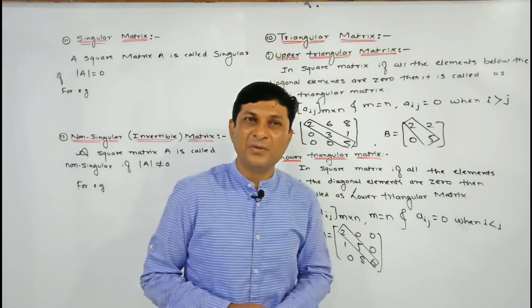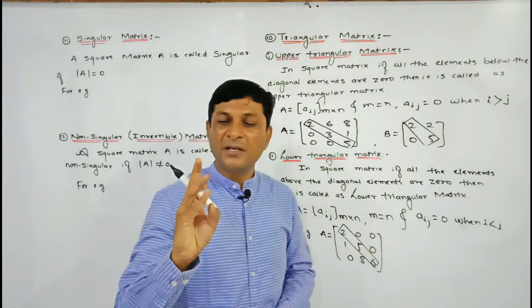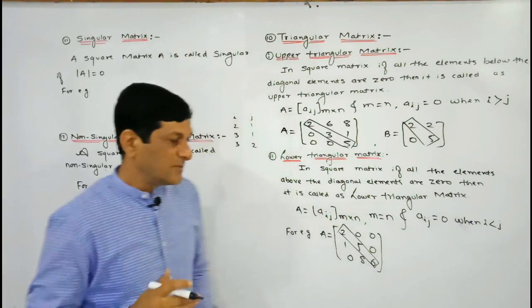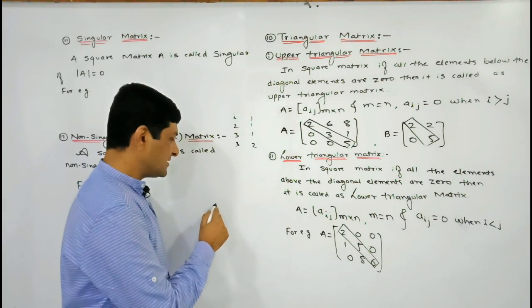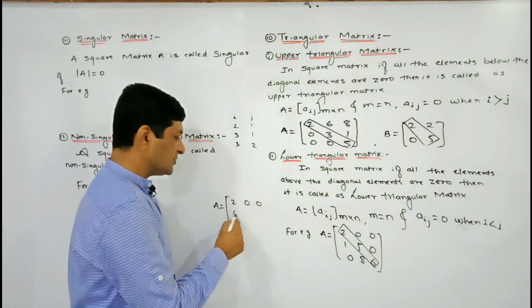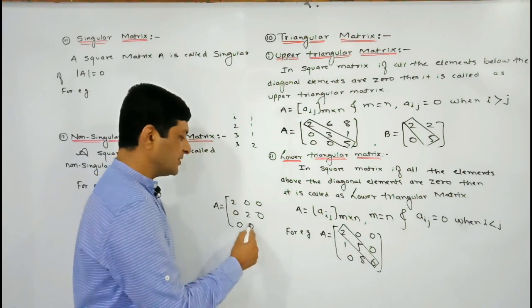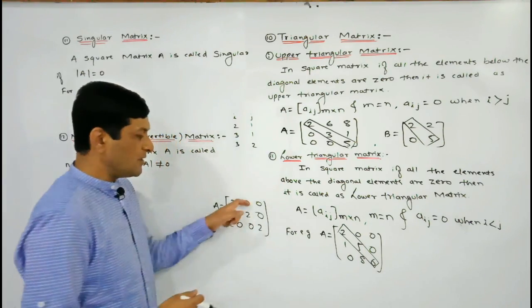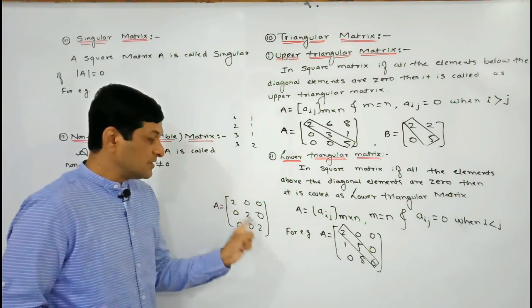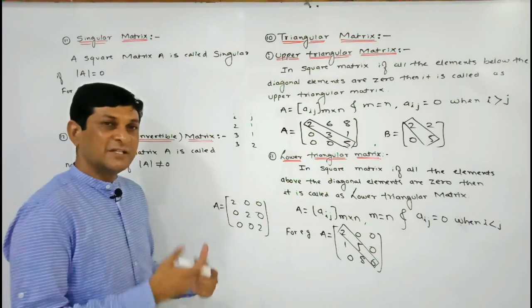In the last video we discussed the diagonal matrix, the scalar matrix, and the identity matrix. Just consider one scalar matrix. Let A be a matrix whose elements are 2 0 0, 0 2 0, 0 0 2. Here we can say that non-diagonal elements are 0, so the matrix is diagonal. Again, the diagonal elements are constant, so it becomes what?